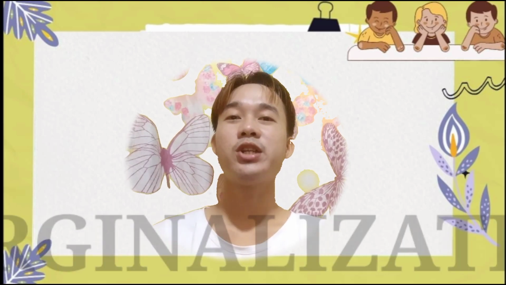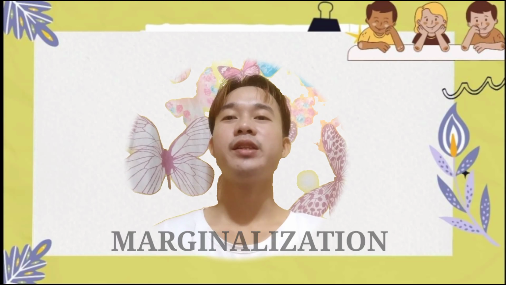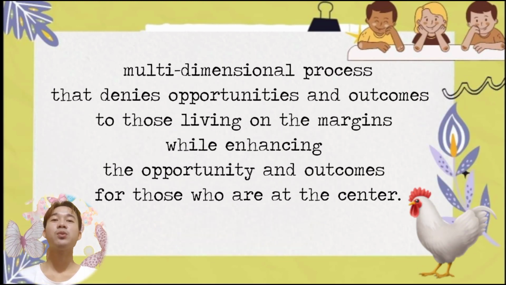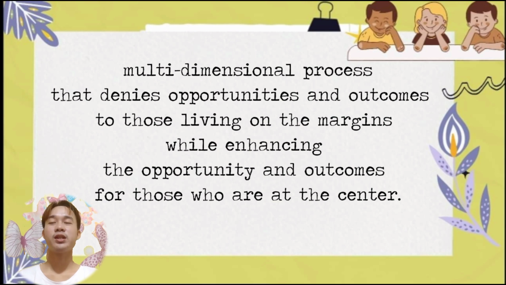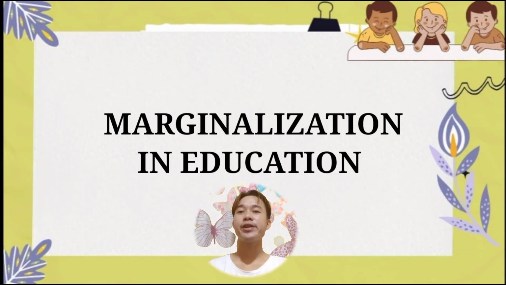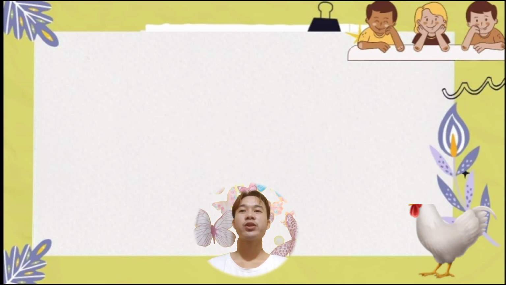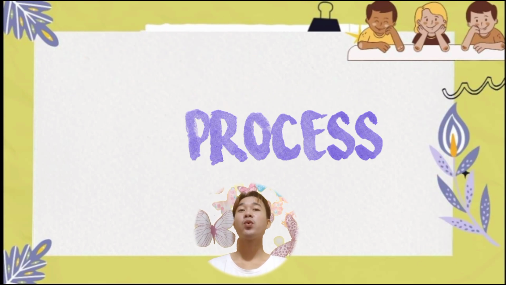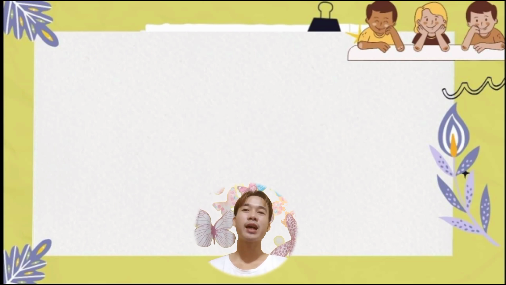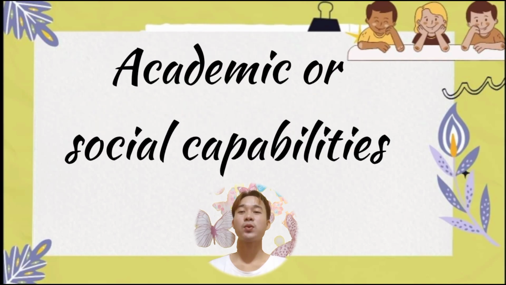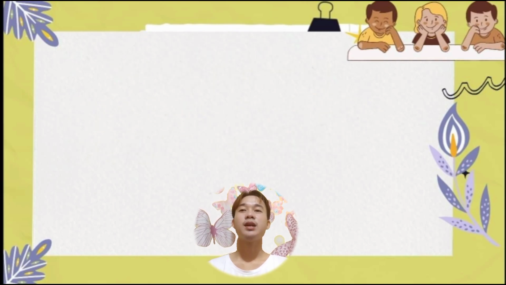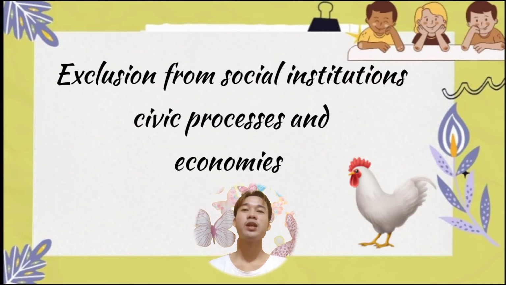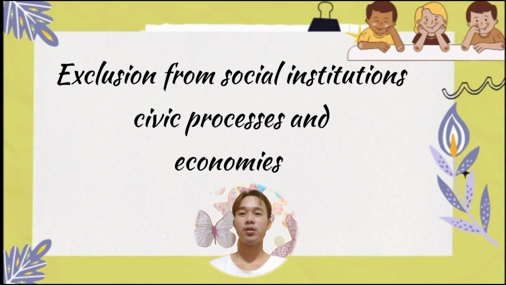For you to better understand our lesson, we have to know first what marginalization is. When we say marginalization, it is a multidimensional process that denies opportunities and outcomes to those living on the margins while enhancing the opportunities and outcomes for those who are at the center. Now, how about marginalization in the area of education? Marginalization in education is both an outcome and a process through which individuals or groups are systematically denied their right to acquire academic or social capabilities through education that results in their exclusion from social institutions, civic processes, and economies.